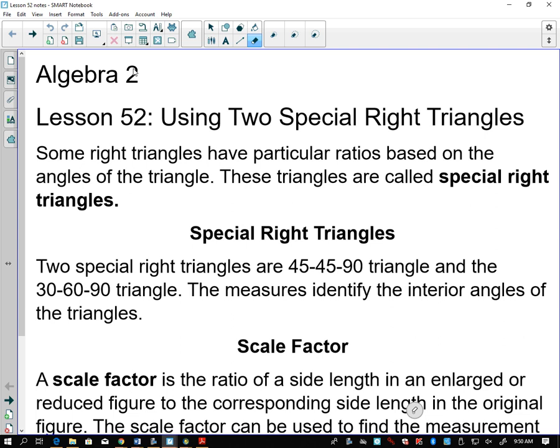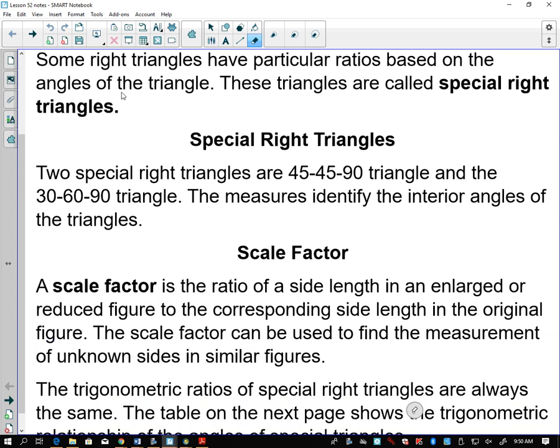And we're looking at special right triangles, meaning that, yeah, we can make any other kind of right triangle where the acute angles are anything, right? A bunch of different things. But we have two specific types of right triangles that have specific acute angles, that have specific properties that are used to solve a lot of different types of problems when we see these combinations of angles, okay? So some right triangles have particular ratios based upon the angles of the triangle, and they're called special triangles, okay?